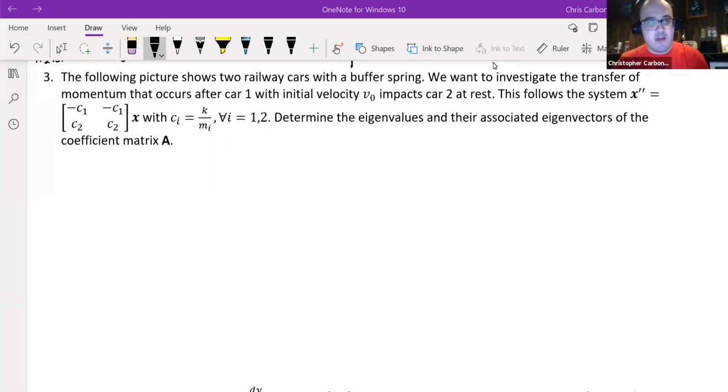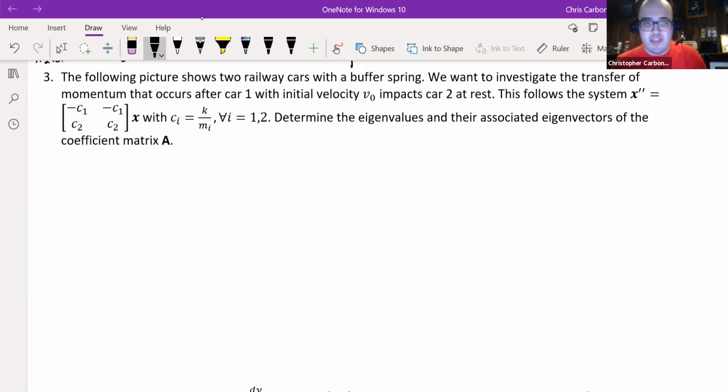Hello, class. Our next question, question number 3. The following picture shows 2 railway cars, which did not get into my picture here, but it shows 2 railway cars with a buffer spring. We want to investigate the transfer of momentum that occurs after car 1 with initial velocity v sub 0 impacts car 2 at rest.